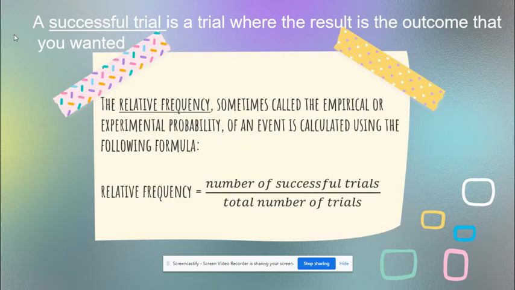So, the relative frequency, which we sometimes call the empirical or the experimental probability, you've probably heard of that, of an event is calculated using the following formula. So make sure you write this down. Relative frequency is equal to the number of successful trials divided by the total number of trials. And I'll show you what that means, but make sure that you write that formula down.